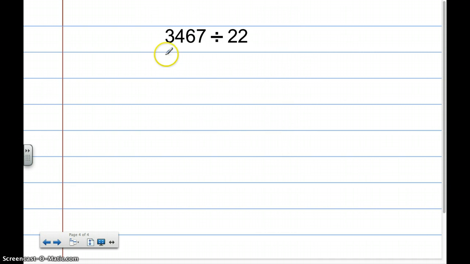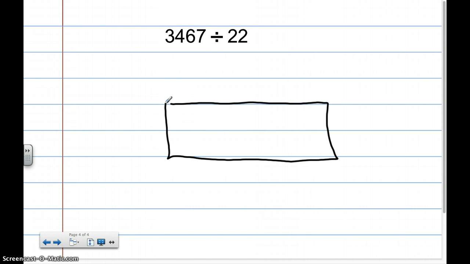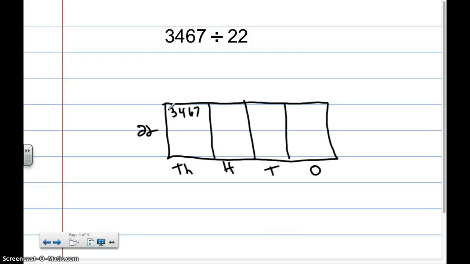So now I have another problem where I have 22 and I need to see how many thousands, how many hundreds, tens, and ones. So I have thousands, hundreds, tens, and ones. So I have 3,467. Well, this is where it starts to get tricky. So I'm going to say 22 times 1,000 is going to give me 22,000. That is way too big. So I know that that's not going to work.